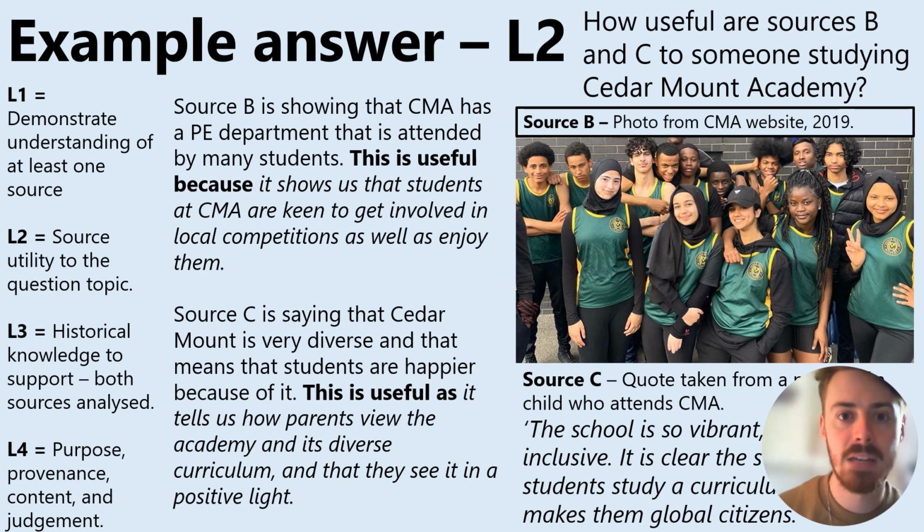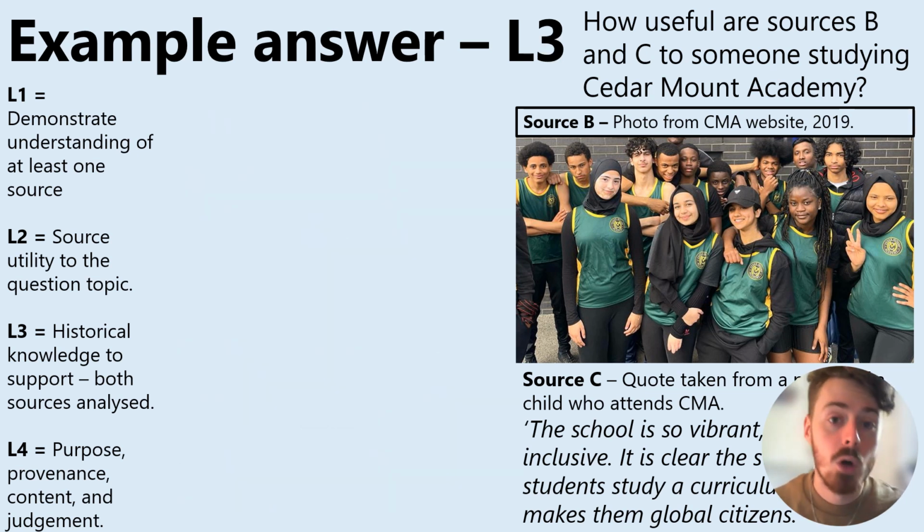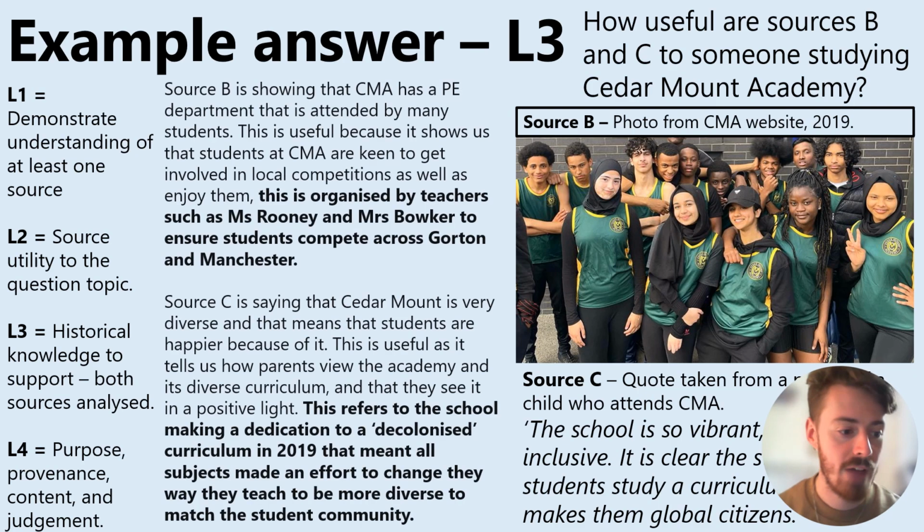Now we need to go to level 3. Some of you might immediately go, we're already at level 3. We've done both sources. We need historical proof though. We need to add something from ourselves. So level 3 is historical knowledge needs to be added. So I'm going to add further sentences to expand on what I've said already. I've added it in the bold here.